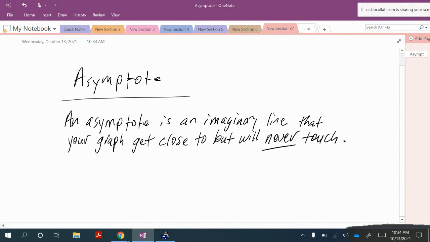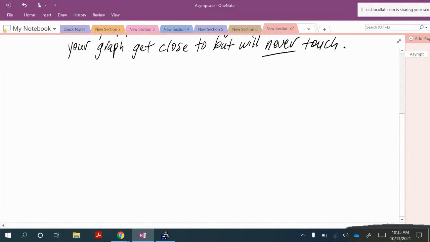And I'm going to underline that word never, because there are some asymptotes that do touch but then they kind of bounce back, and in the long run, they never touch. But for our working definition, the asymptote is an imaginary line that your graph gets closer and closer to, but it'll never actually touch it. All right, so here's some examples. This would be an example of a horizontal asymptote.